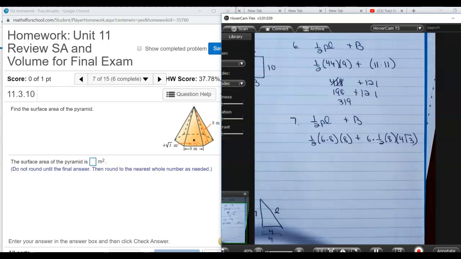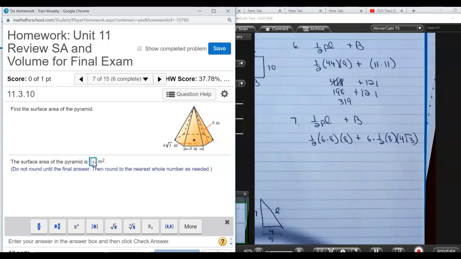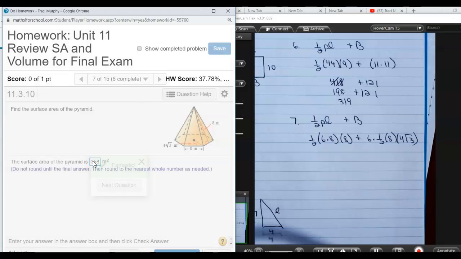I'm going to grab my calculator and type everything in. Okay, typing in, it says to the nearest whole number, I got 358.